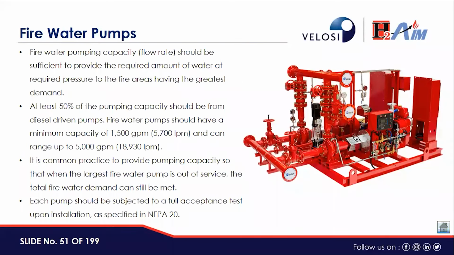So what should be the fire water pumping capacity? What should be the flow rate? The fire water pumping capacity should be sufficient to provide the required amount of water at the required pressure to the fire areas having the greatest demand. At least 50% of the pumping capacity should be from diesel-driven pumps. Fire water pumps should have a minimum capacity of 1500 gallons per minute and can range up to 5000 gallons per minute.